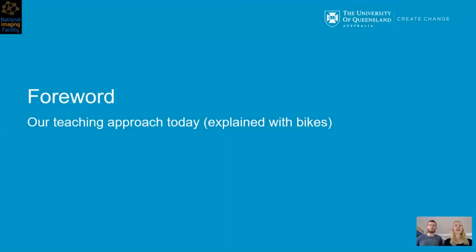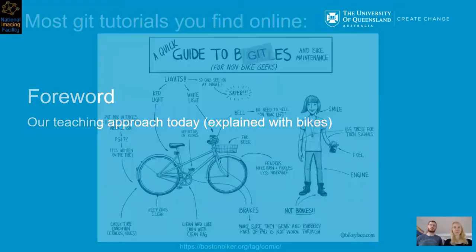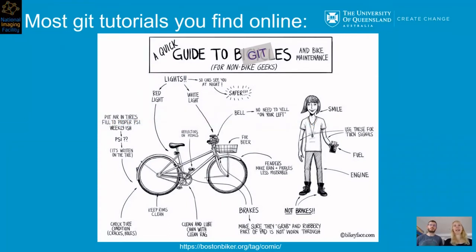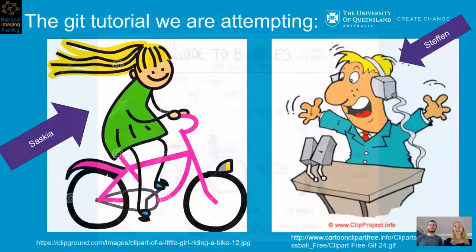We want to explain quickly our teaching approach today, just with bikes. Most quick guides to Git are very, very detailed and explain what every function does, what every little piece of Git does, but it's really hard to understand how it all comes together if you've never seen anyone riding a bike. That's why the tutorial we'll attempt today is I'll just get on a bike and Stefan will explain what's happening in the background.